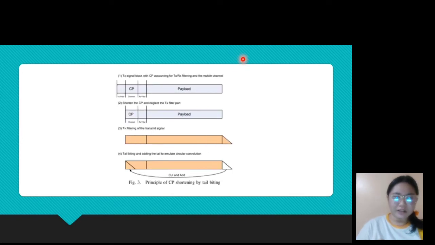Here is the principle of CP shortening by tail biting. Sharp filter edges are required, which in turn necessitate high TX filter orders. Large filter orders are generally problematic due to the cyclic prefix, which has to be matched to the aggregate length of all system filters involved. However, for the digital TX filter, a tail biting technique can be applied in order to reduce the CP overhead, as depicted in the figure.